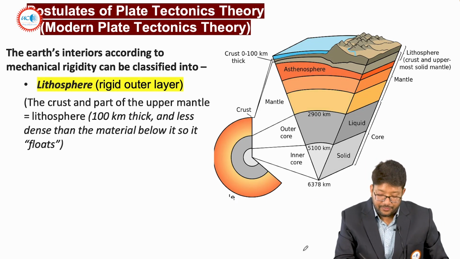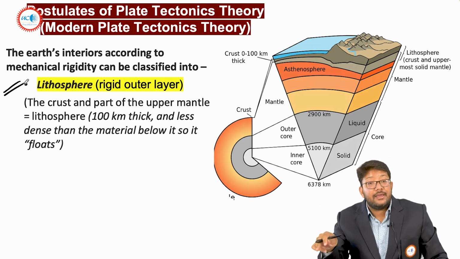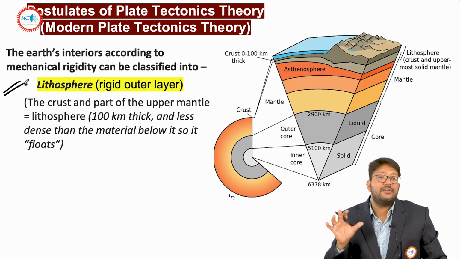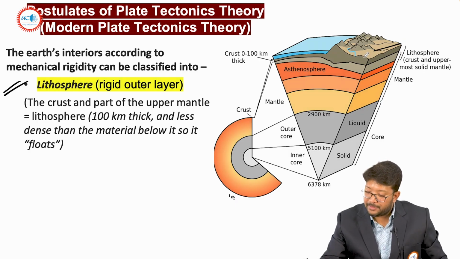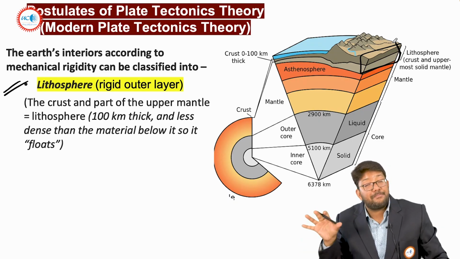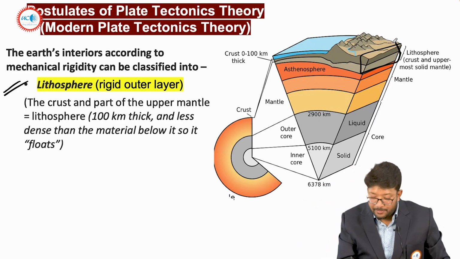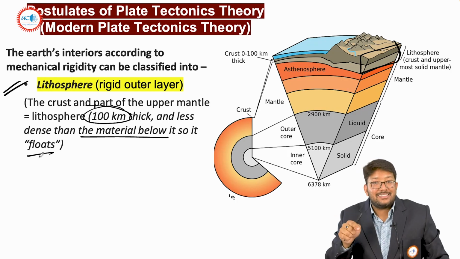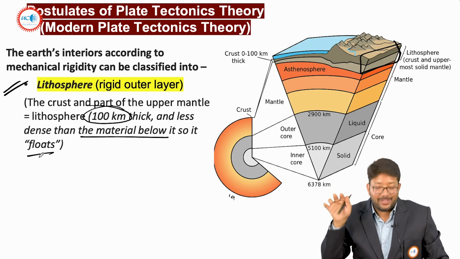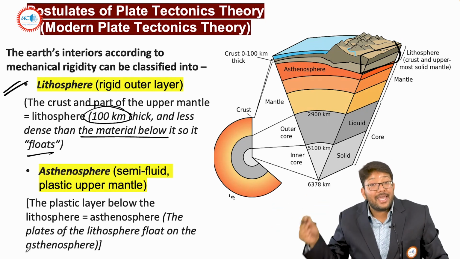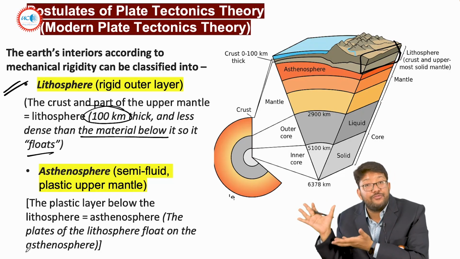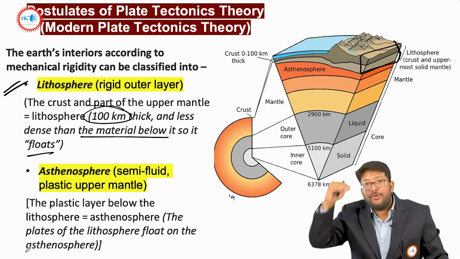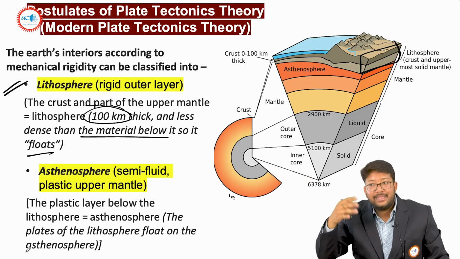The first one is the lithosphere. According to the latest plate tectonics, the earth's interior by mechanical rigidity has the lithosphere as the rigid outer layer. As you can see, this particular area is the lithosphere. This is the crust and part of the upper mantle, with a thickness of around 100 kilometers, and it is less dense than the material below, so it is floating over it. The lithosphere is floating over which layer? The asthenosphere. The asthenosphere is like a plastic upper mantle, a semi-fluid layer. Above that layer the lithosphere is floating, and that is what our plates are.